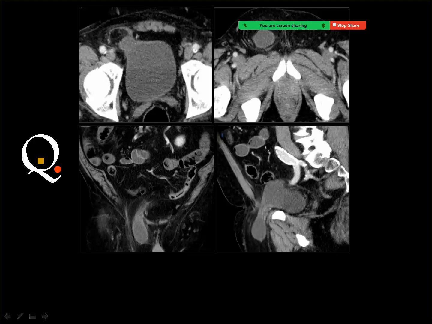The next case is a series of CT scans after contrast injection for the lower abdomen and the pelvis.